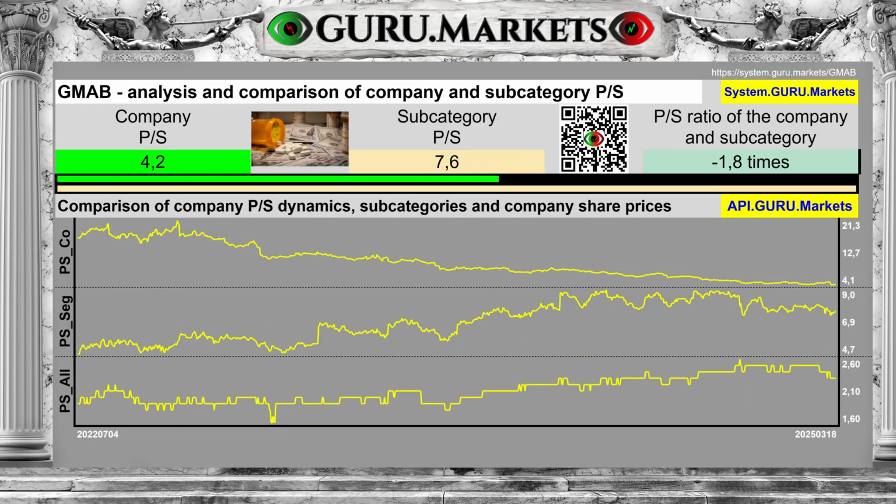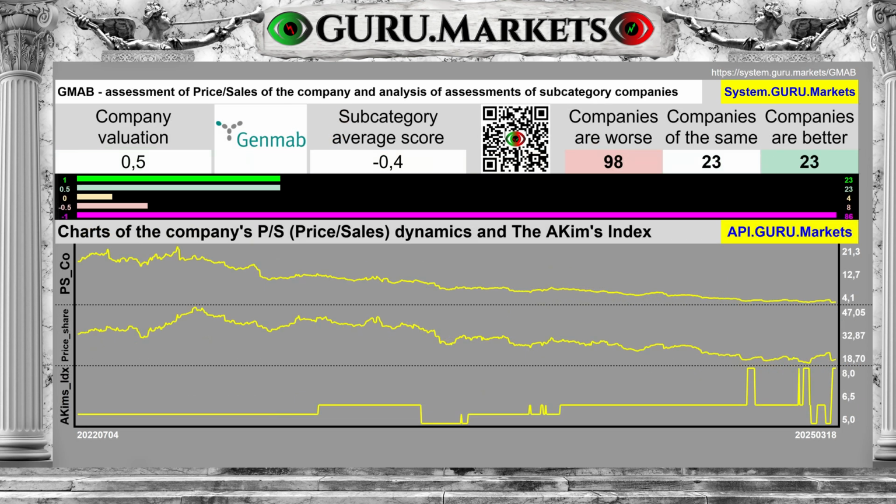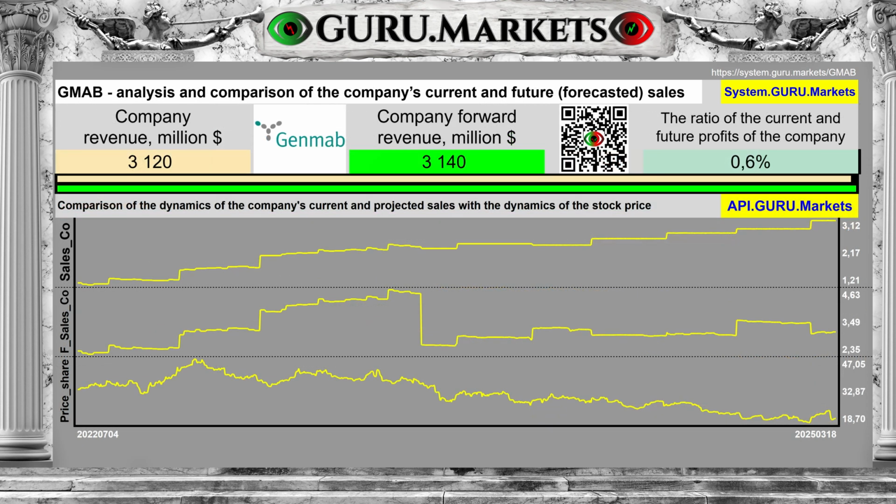The average for the subcategory is 7.6, which is 45% lower than for the subcategory. Assessment of the company's market value to its revenue in comparison with the indicators in the subcategory. Good, 0.5 points. Revenue for the last 12 months was $3,120 million.